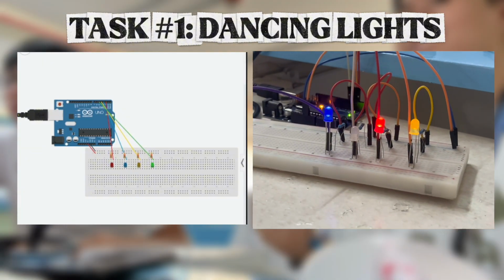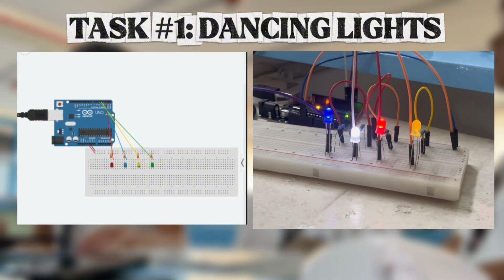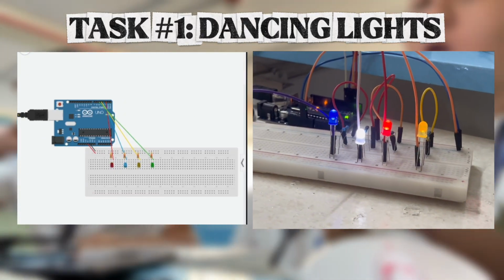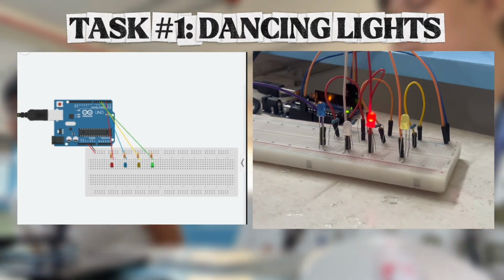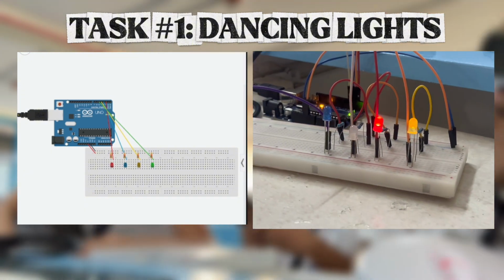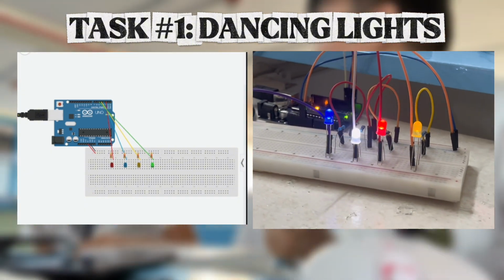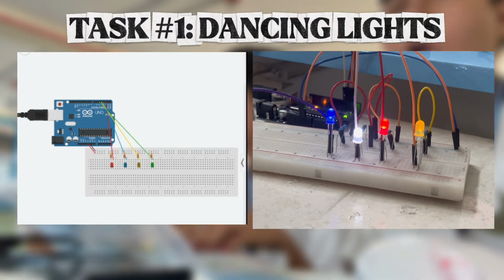Our first task was called Dancing Lights. In this activity, we programmed several LEDs to light up one after another in a pattern, like they were dancing. It helped us learn how to control timing in sequences in Arduino using simple code. Even though it looks simple, it taught us how important wiring and proper coding are to make everything work smoothly.